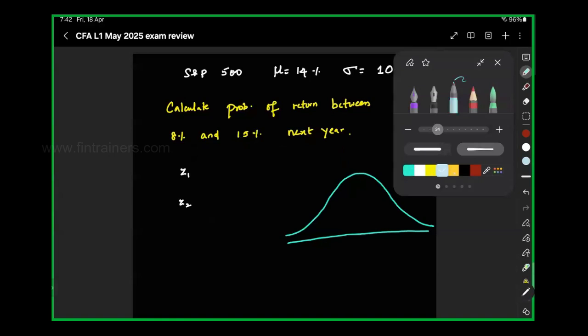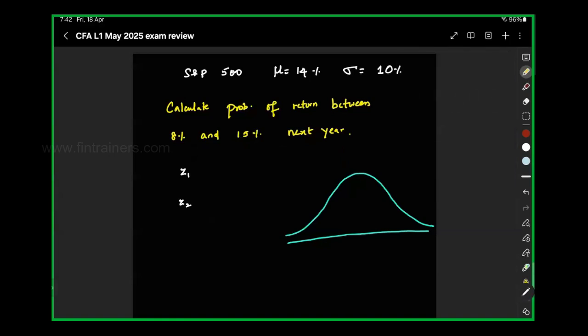So if we assume this to be a normal distribution for S&P 500 returns, what they're saying is the average return is 14%. We need to convert this to be 0%. That is, we are transforming this 14% to 0%. That's what standard normal transformation gets you. And my standard deviation is 10%, but we are going to assume that it is going to be 1. Right? So we are going to change that.